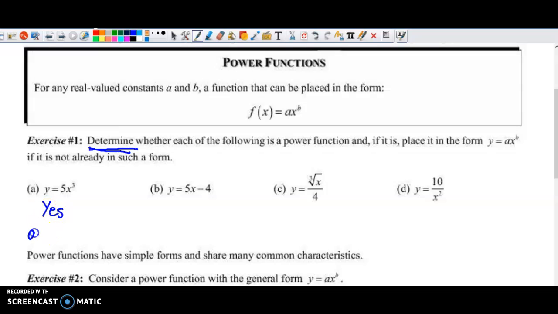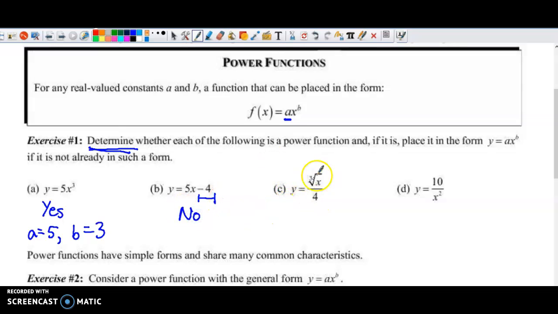And what I would say is that the a value is 5, a being the coefficient, and then the b value from this problem is the power, 3. Now on this next one, I think what kind of ruins this is this minus 4 on the outside. So I'm going to commit to this one saying no.